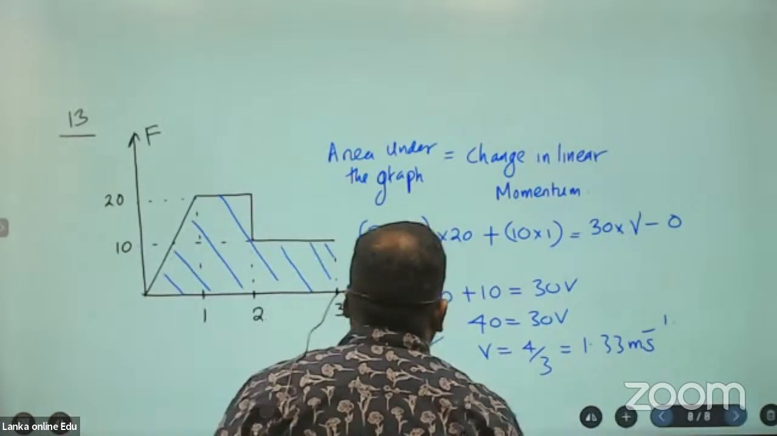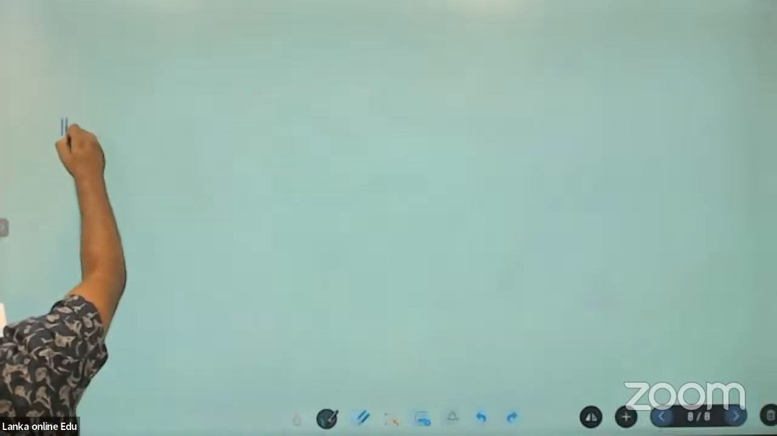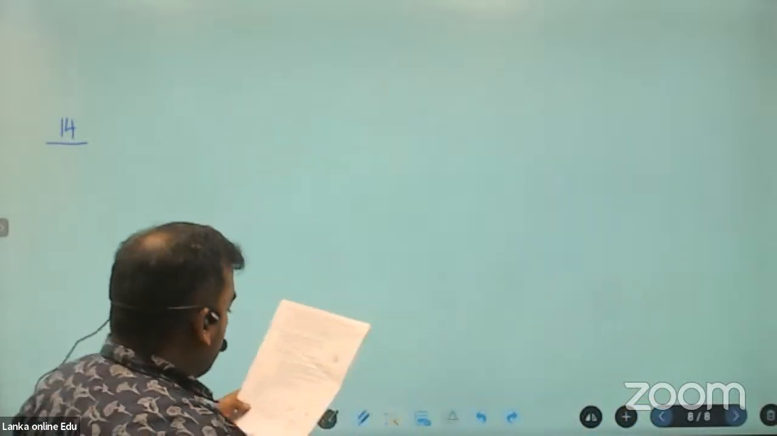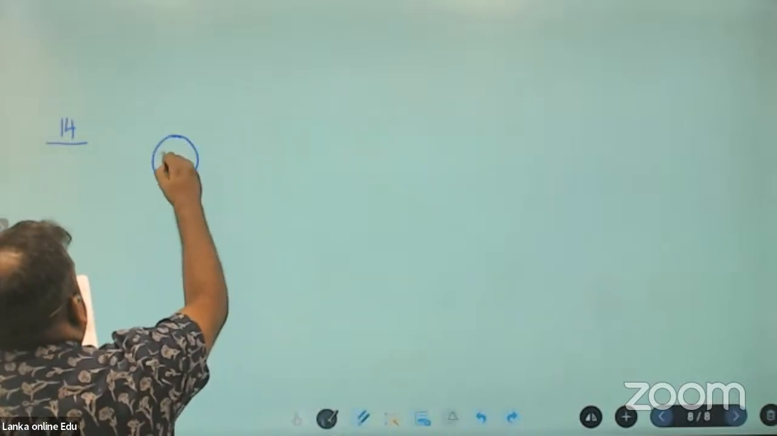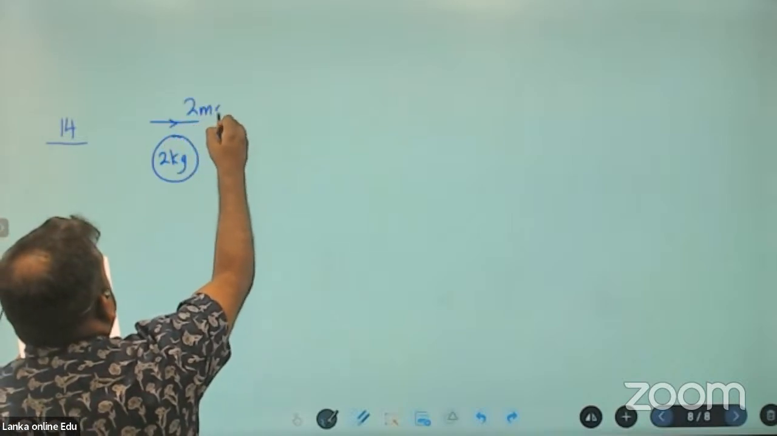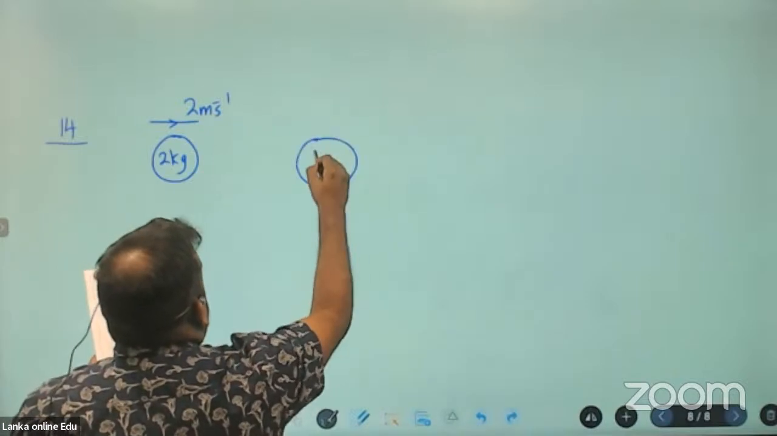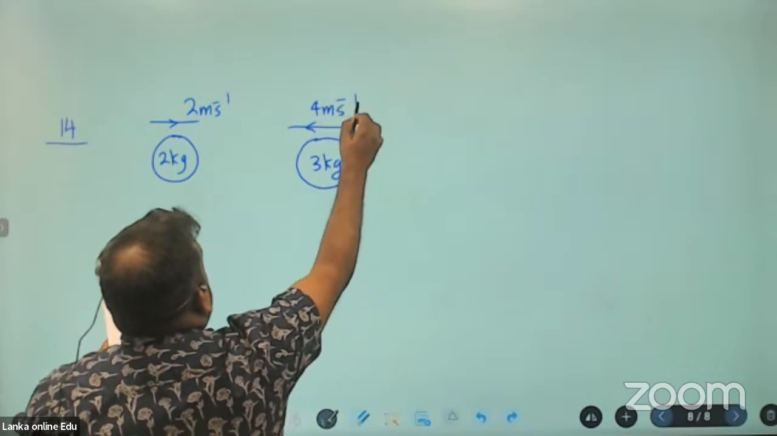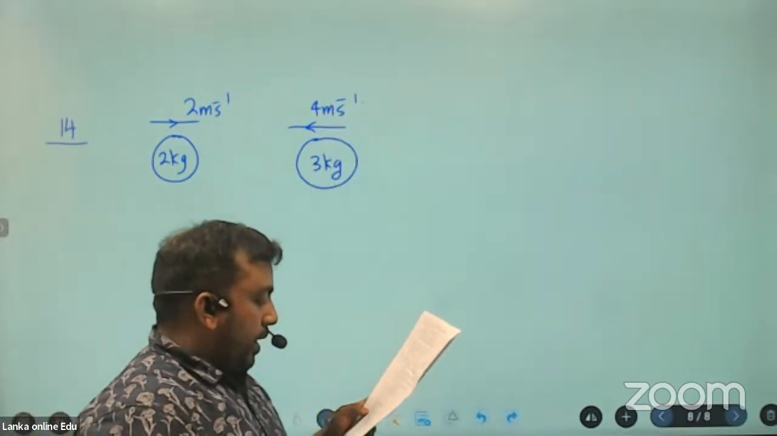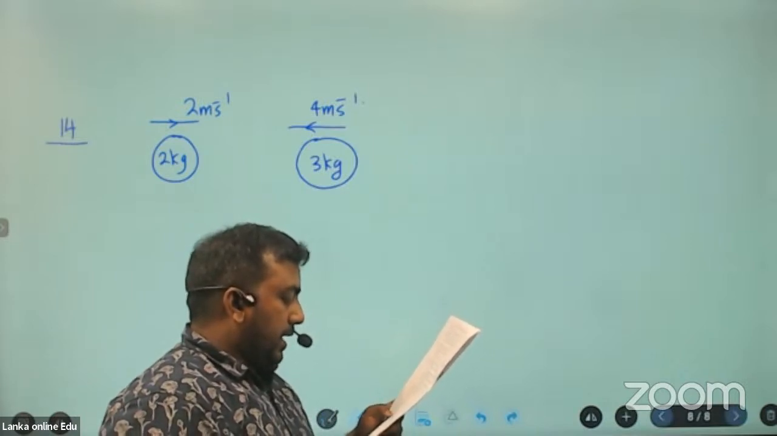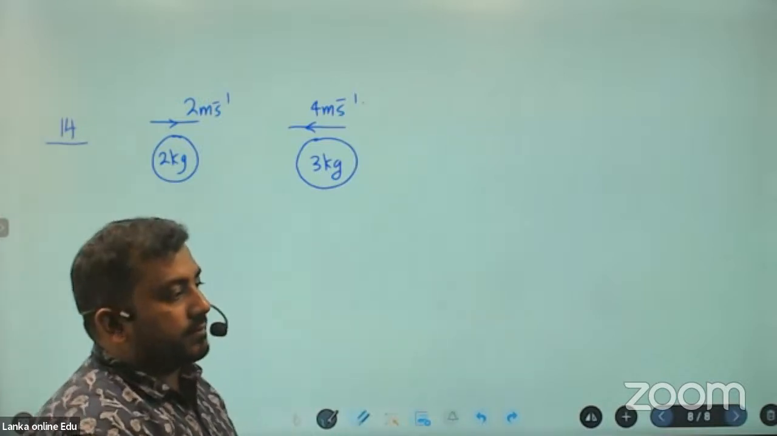Right. MCQ 40. An object A of mass 2 kg moves with velocity 2 m/s and collides with another object of 3 kg. So the 2 kg object is traveling forward with 2 meters per second and collides with another 3 kg object traveling in the opposite direction with 4 meters per second. What is the change of momentum of the AB system after the collision, if both objects combine after the collision?